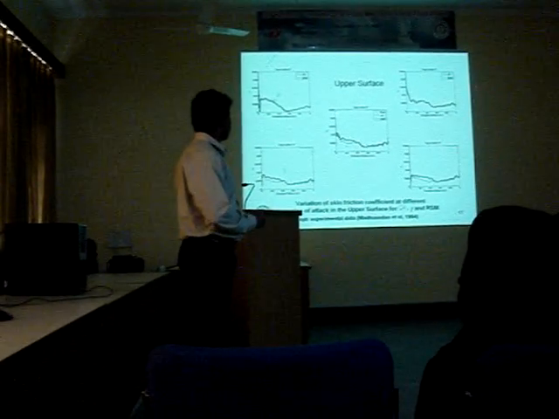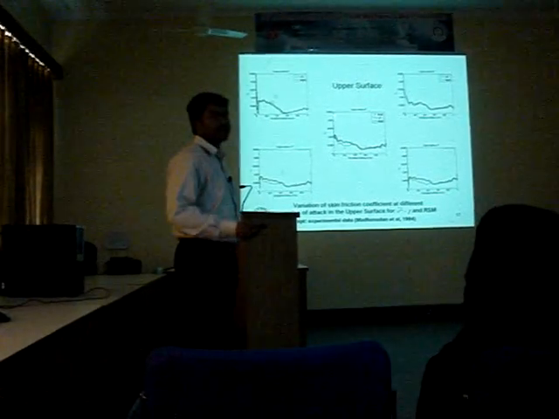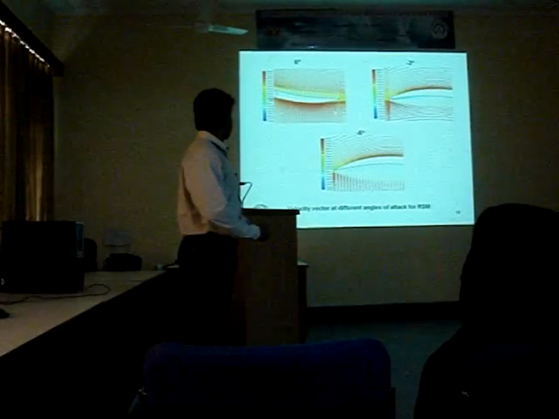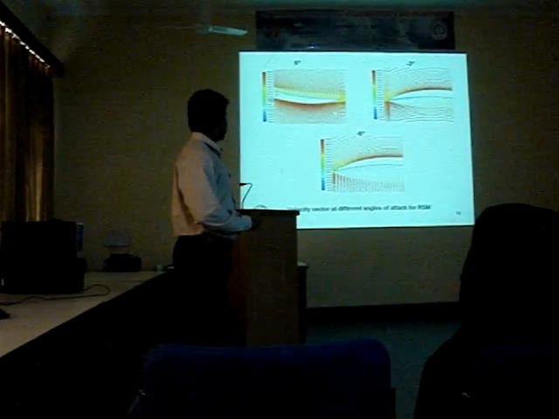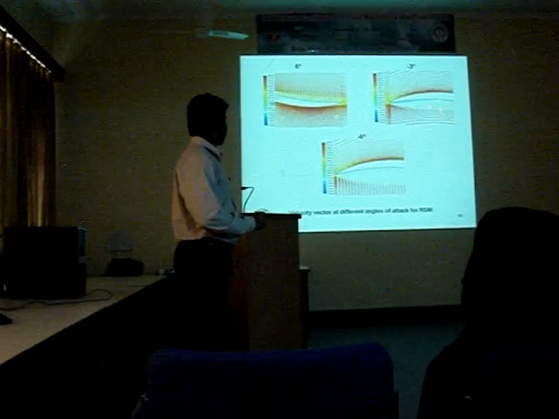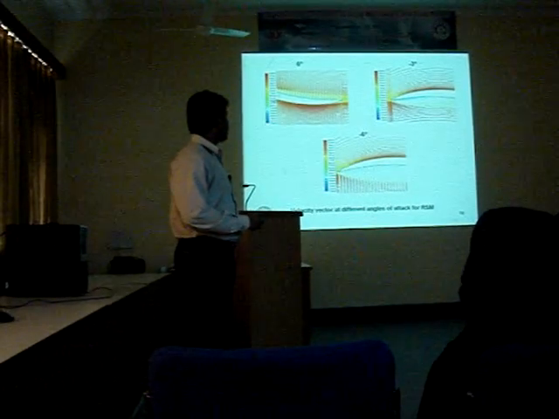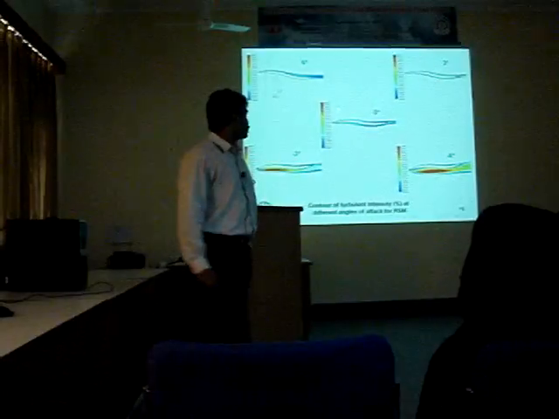This is the variation of skin friction coefficient at the upper surface. There is not much difference in the distribution of CF at a wide range of angles of attack. This is the velocity vector colored by x velocity. There is a negative velocity in this location at the leading edge of the lower surface at negative angle of attack. This is the reason why drag is more at negative angle of attack.